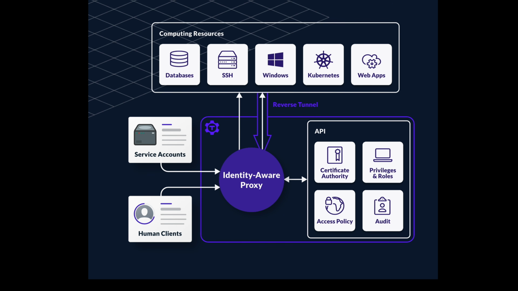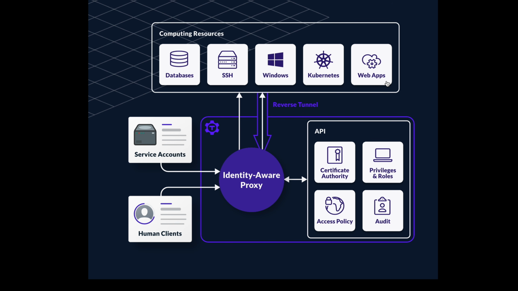So if we look at this diagram here, we see that the user logs into the proxy. So human clients log into the proxy. This also works for service accounts, by the way. But a person logs into this identity-aware proxy, and from there, you can access everything. Databases, servers, Windows machines, Kubernetes, and web apps. And it's all accessed via short-lived, certificate-based, encrypted reverse tunnels back to the proxy.